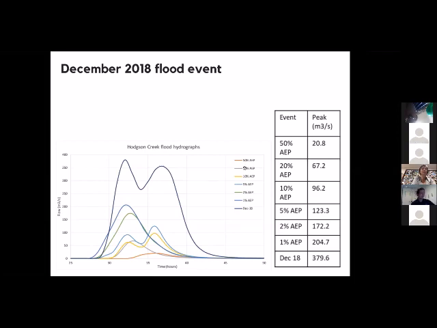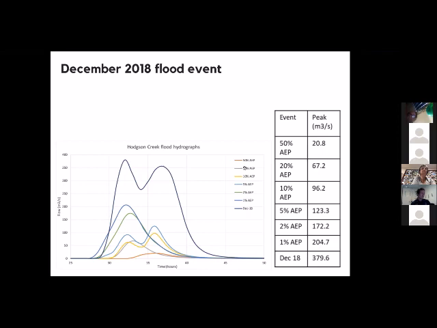Thank you very much. And thanks, Julian, for that presentation. It was really informative and good to put things in perspective. I just thought I'd show a chart of the event that was experienced in December 2018, which is really a catalyst for where we are right now. I'm talking about the grade control structures and the stability of Burgoigee Creek.